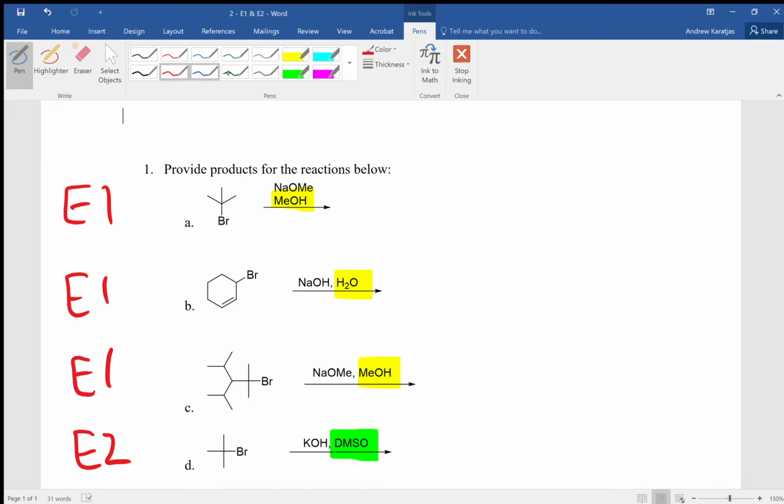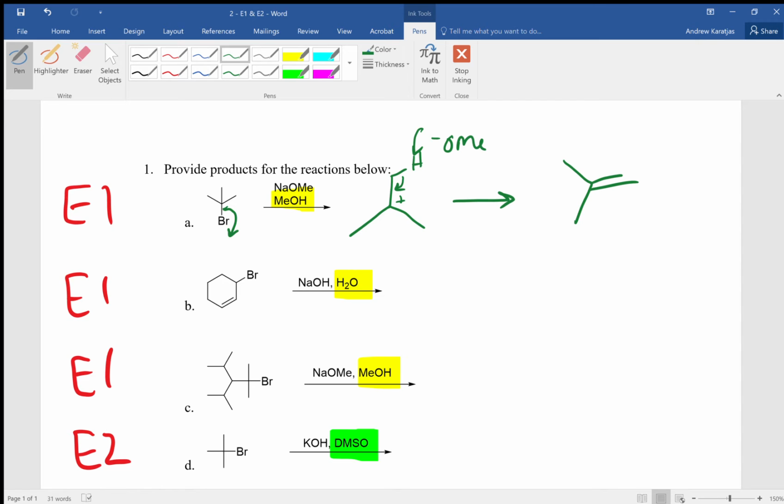Alright, so what happens here? Well, in an E1, we know that it starts with the leaving group leaving, and then the base, methoxide, removes an adjacent hydrogen to form the alkene. So, is it necessary to draw a mechanism for every single reaction that you do? No, but it can be very, very helpful.